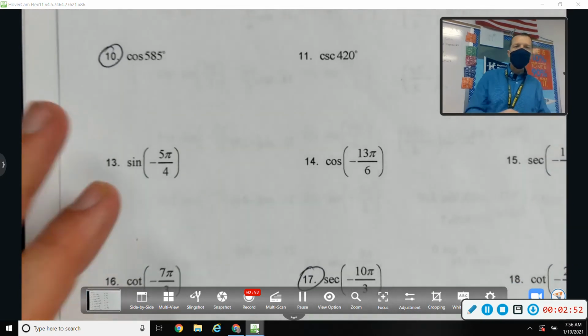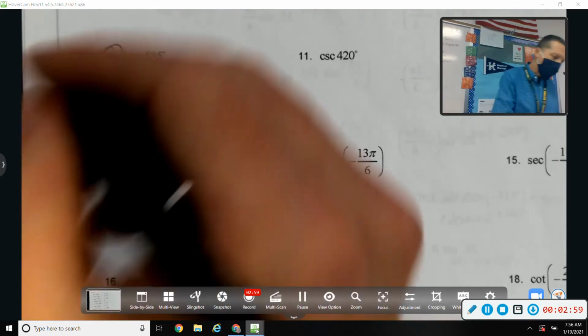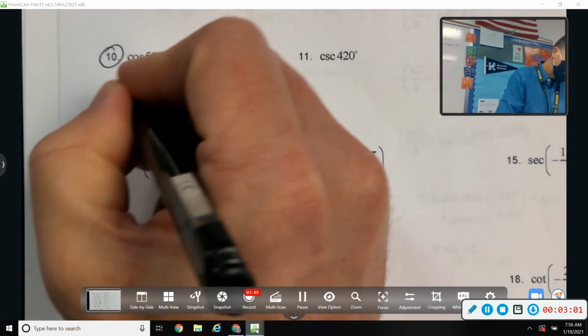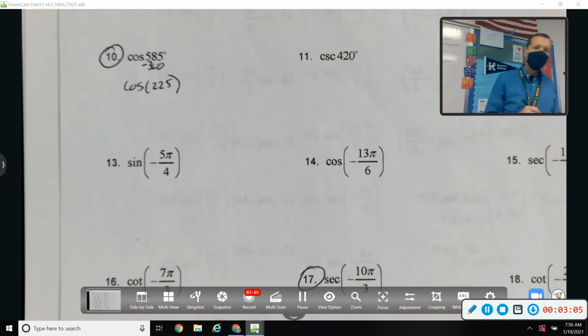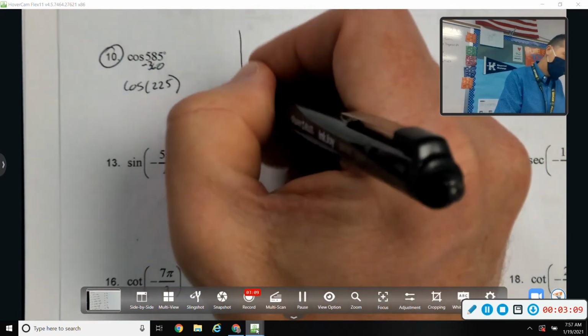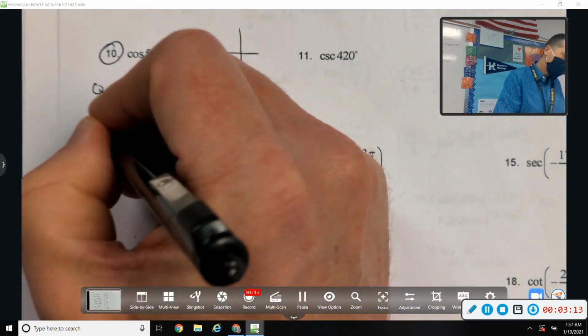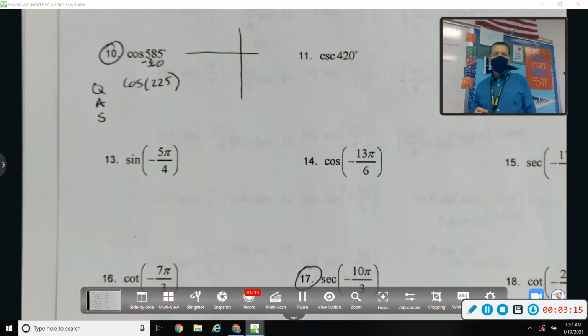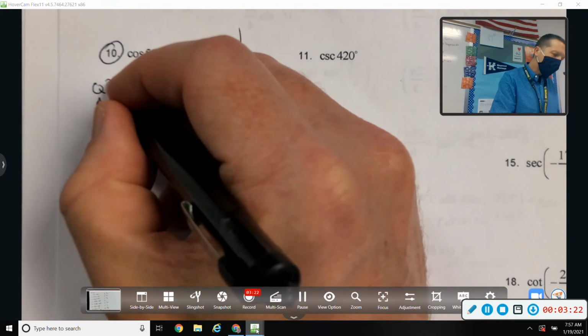All right, number 10, cosine 585. I don't like that. What can I do to fix that? Subtract 360. So cosine of 225. That's better. Let's see. Quadrant, angle, side. 225 is bigger than 180, but not quite to 270. So I know it's in the third quadrant.